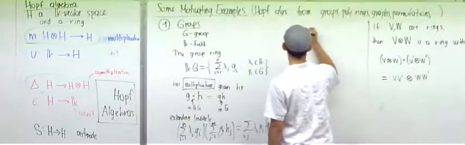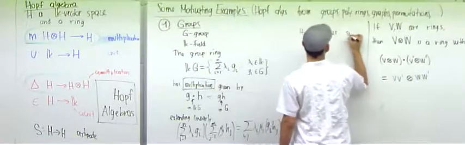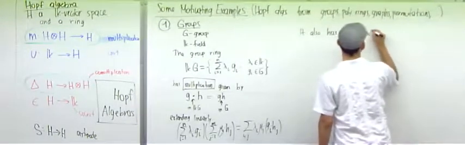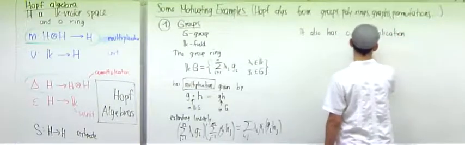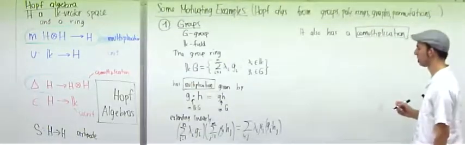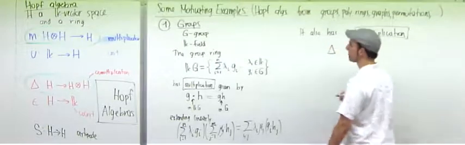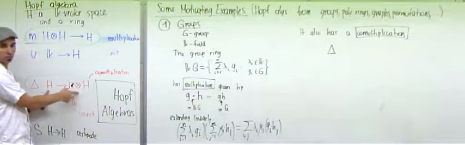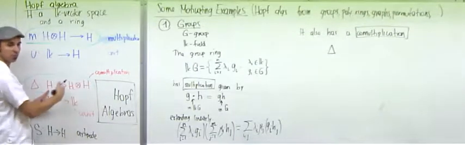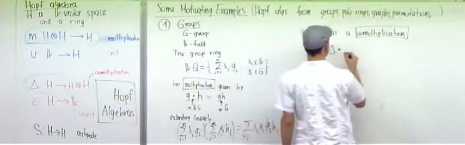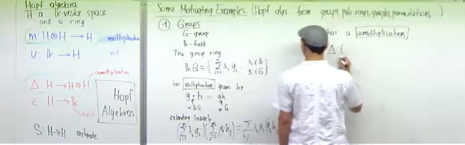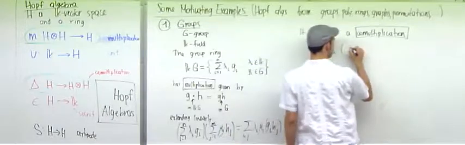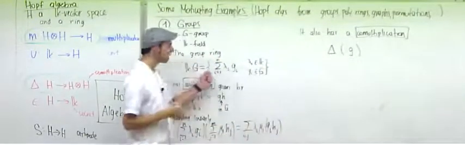Now, it also has a co-multiplication. So what is a co-multiplication? A co-multiplication is supposed to take an element of H and take it to something in the tensor product. So I need to define for each element of H, for each element in this group ring, a coproduct. Now, in particular, I need to define delta of anything of this form.